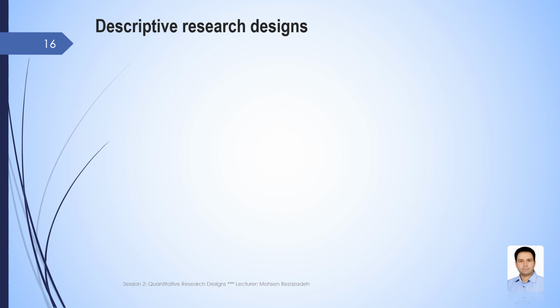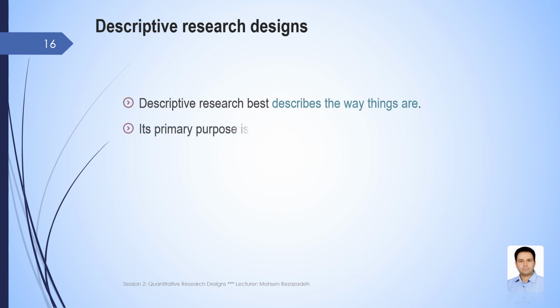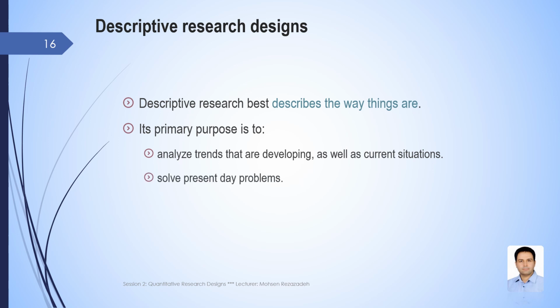Descriptive research is another type of non-experimental research. Descriptive research best describes the way things are. In fact, its primary purpose is to analyze trends that are developing as well as current situations. And also, the other purpose is to solve present day problems. In fact, descriptive research is used to obtain information regarding the current status of a phenomenon, or to describe persons, conditions, events, and settings, for example.